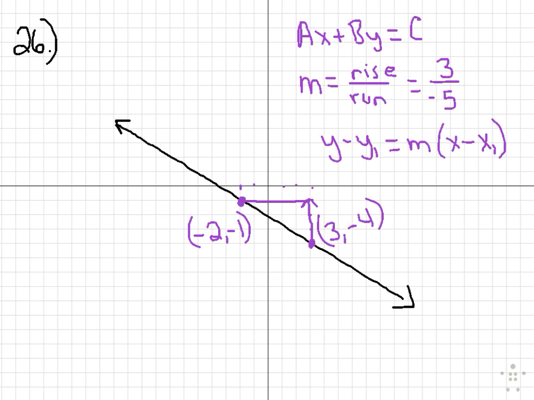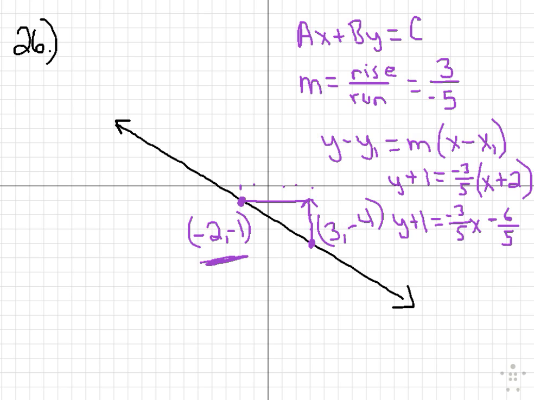I'm going to kind of squeeze it in down here. So y minus, I'm just going to choose this point, negative 1, which is actually plus 1, is equal to negative 3 over 5 times x minus negative 2, so it's actually plus 2. Alright, so let's distribute. So I get y plus 1 is equal to negative 3/5 x, and negative 3/5 times 2 is negative 6/5.